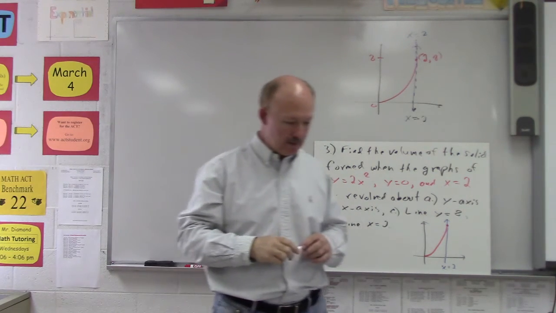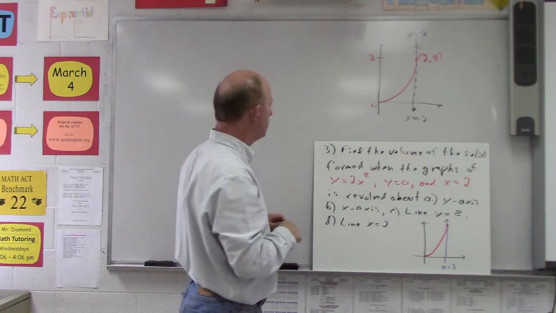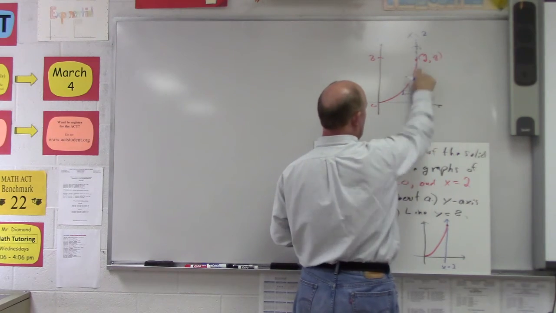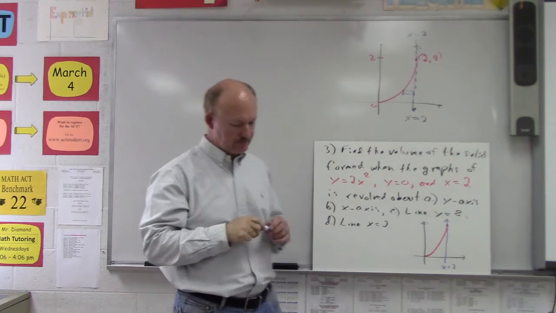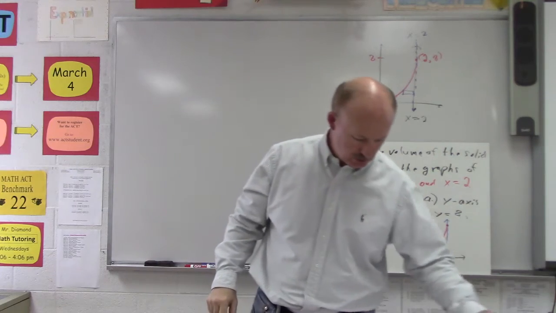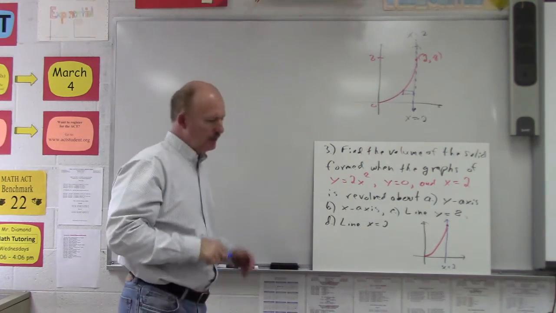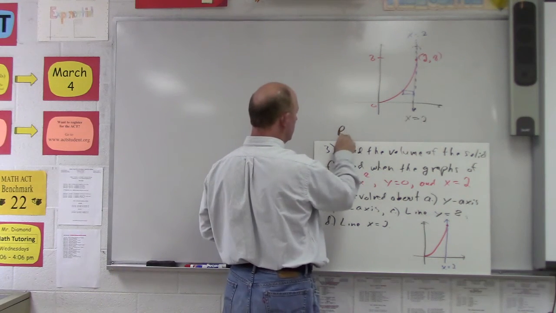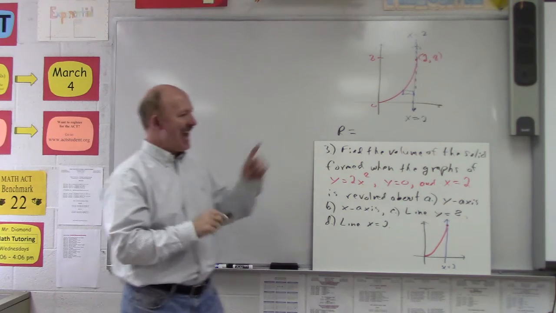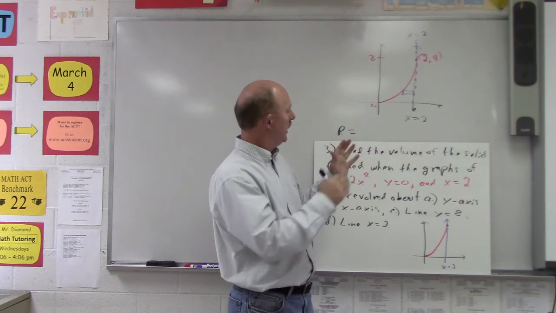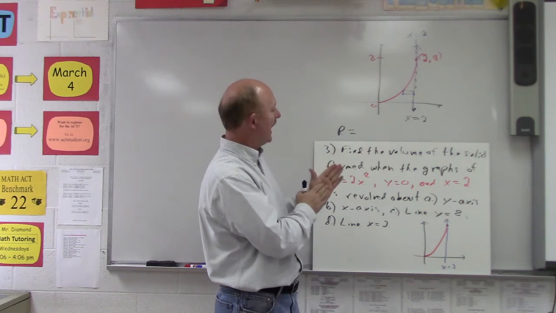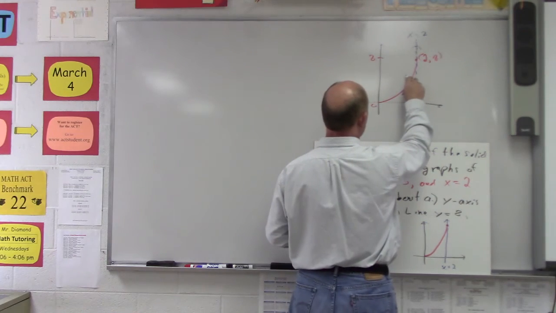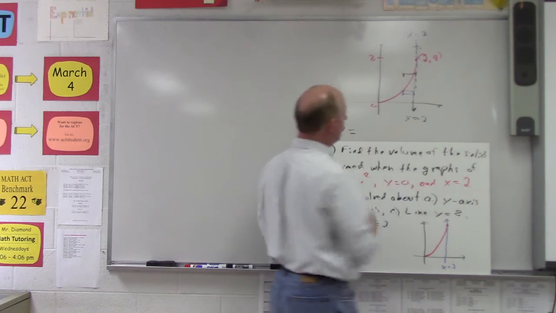All right, so as we describe our representative rectangle, it would go like this now, from the axis of rotation to our curve. So let's describe big R. Now remember, big R is the distance from the axis of rotation to the curve furthest from the axis of rotation. So big R would be this distance right here.